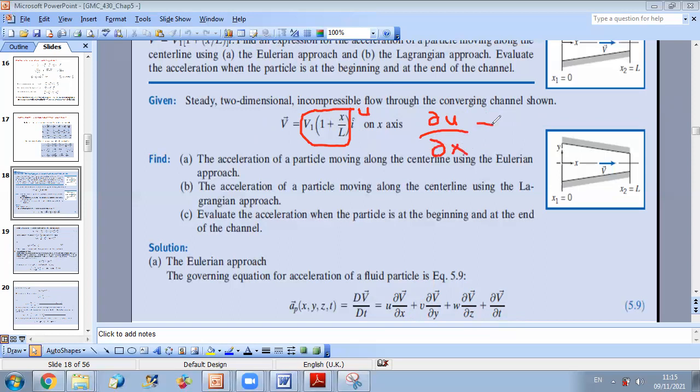will equal here to 1, which is a constant, and you have v1 times x over l. The derivative is v1 over l. So del u by del x is v1 over l, and to get ax, I should multiply by u. So I get that ax is v1 squared over l times 1 plus x over l. So as I can see here, I have acceleration of the fluid with increase of x.